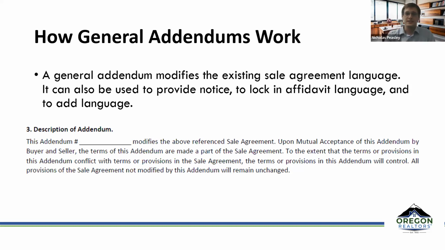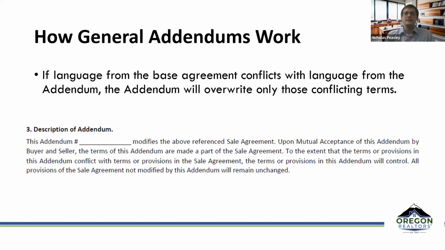The general addendum starts with its fancy little language here that talks about how it modifies the referenced sale agreement. So if the language from the base agreement conflicts with the language from the addendum, the addendum will overwrite all of those conflicting terms. The literal reading is: this addendum 1 modifies the above referenced sales agreement. Upon a mutual acceptance of this addendum by buyer and seller, the terms of this addendum are made part of the sales agreement. To the extent that the terms or provisions in this addendum conflict with terms or provisions in the sales agreement, the terms or provisions of this addendum will control. All provisions of the sales agreement not modified by this addendum will remain unchanged. So that last line is important.